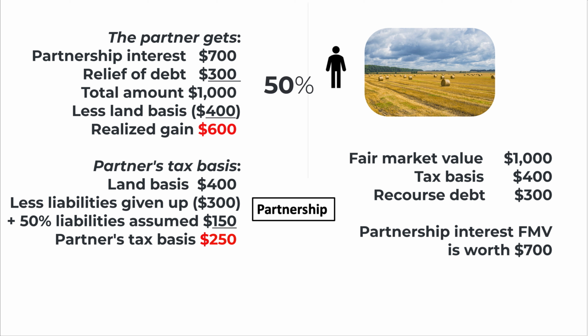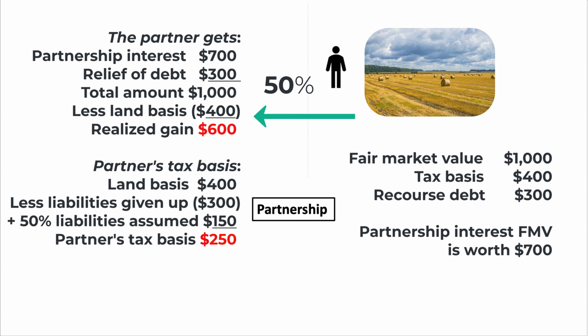Let's focus on Partner 2. In the transaction, Partner 2 receives $1,000 of stuff. He receives a partnership interest worth $700. Plus, he receives $300 relief of liabilities. In this step, the partnership has taken over the $300 mortgage.